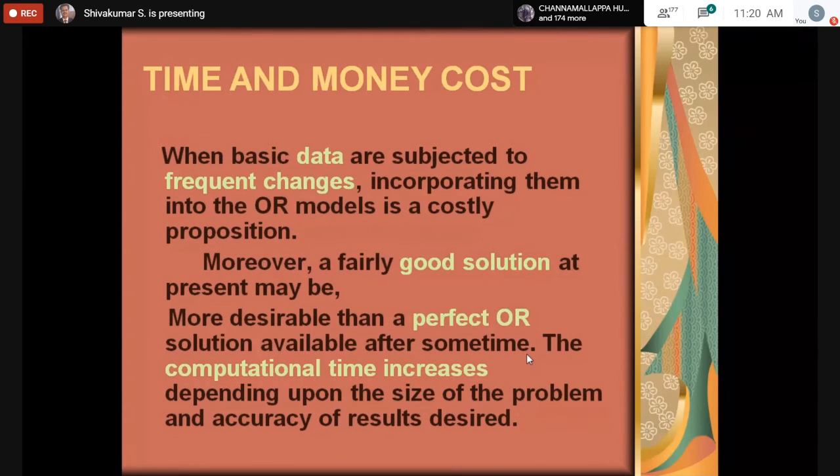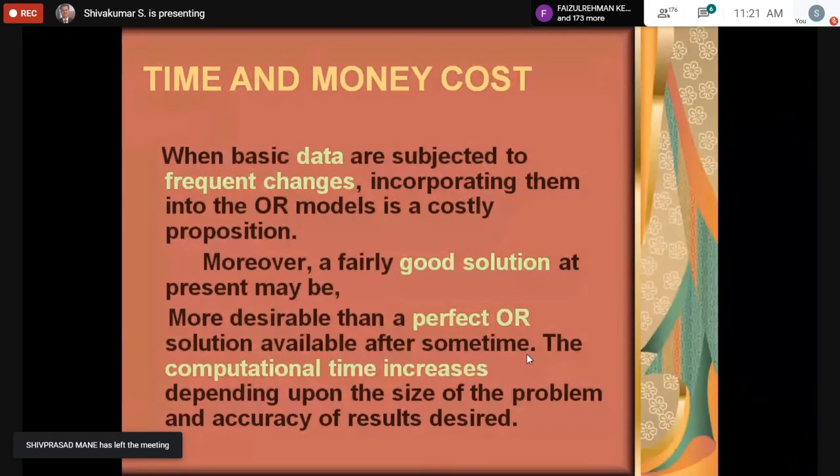And the time and money costs. OR involves lots of calculation, time and money cost. When basic data are subjected to frequent changes, incorporating them into OR models is a costly proposition. Moreover, a fairly good solution at the present may be more desirable than a perfect OR solution available at some time. The computational time increases depending upon the size of the problem and accuracy of result desired.